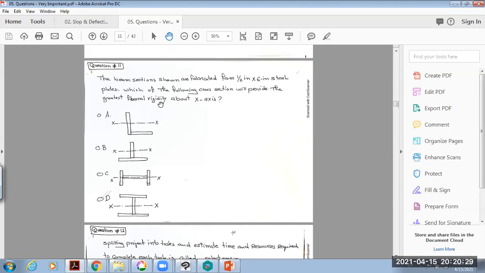Which is the answer? The answer: the moment of inertia for section D is higher than any other option. Meaning D, the moment of inertia for D is more than A, than B, than C. Clear, guys? I wish you can write it down or take a screenshot for this question, because this is very important to keep in your system. Okay, another one.